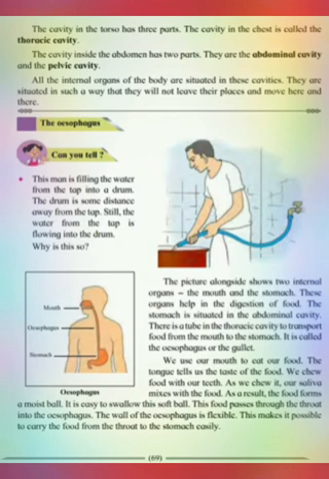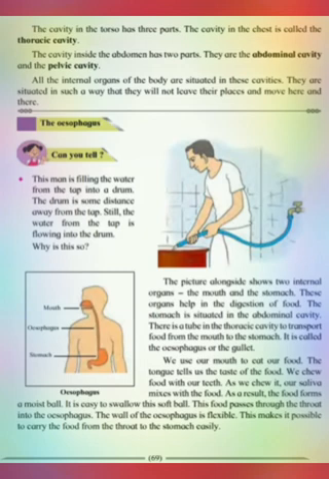Why is this so? Now children, you can see here in this picture, one man is filling a drum through the pipe. The drum is away from the tap. Then also water from the tap is flowing into the drum. Why did this happen? This happened because he has attached a pipe to the tap, and through this pipe water is flowing and the drum is filling with water.